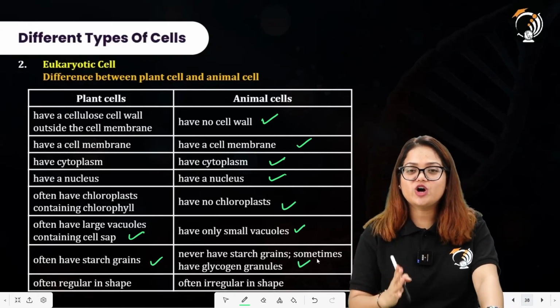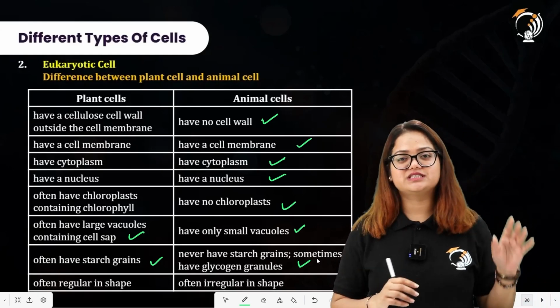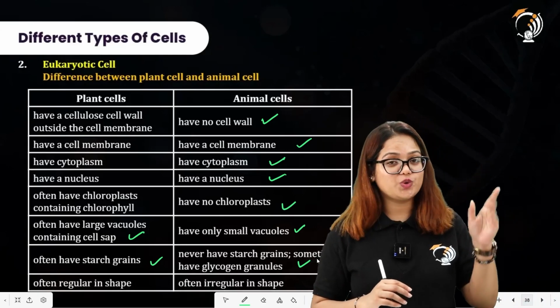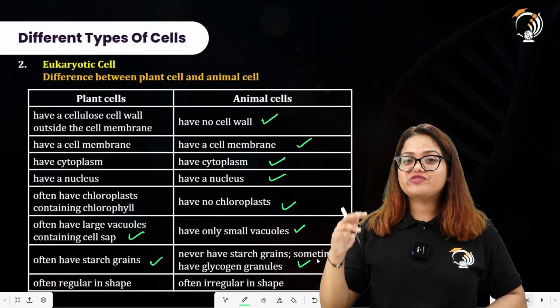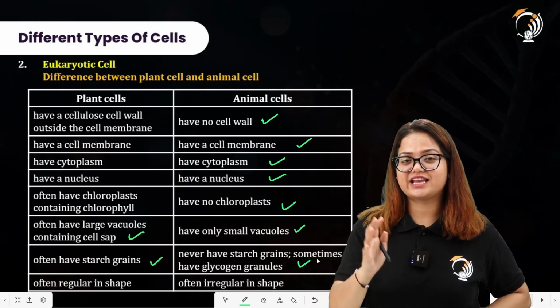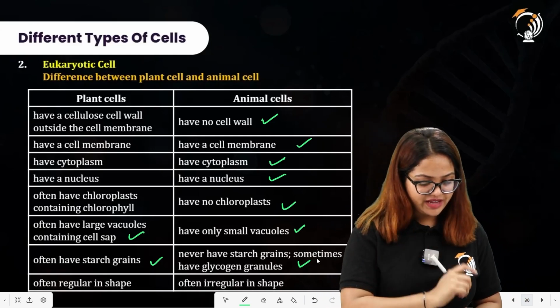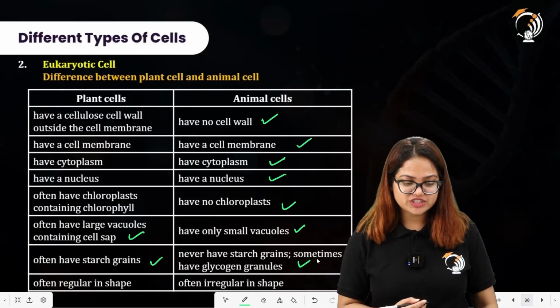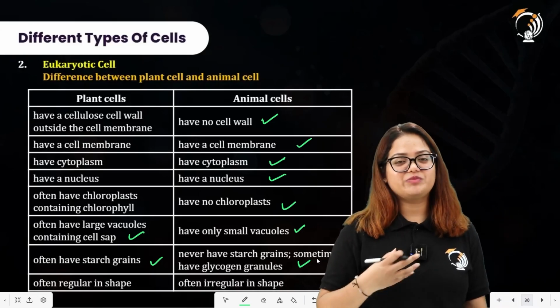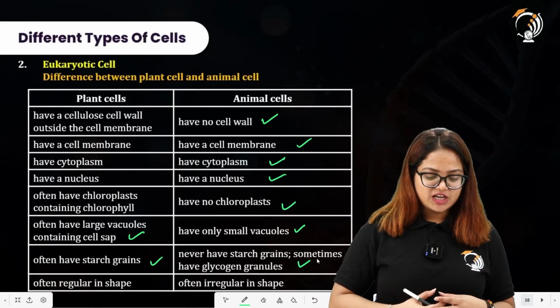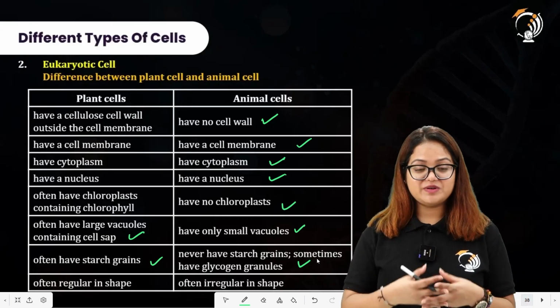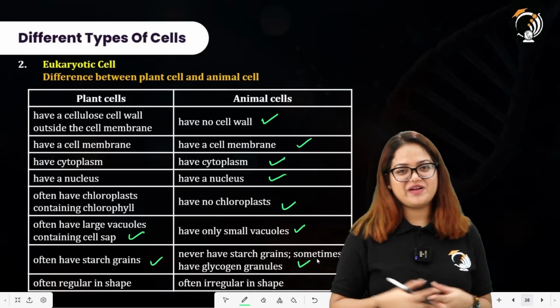The stored form of carbohydrate in plants is starch, that is stored in leaves. The stored form of carbohydrate in animals is glycogen, and it is stored in the liver. Then plant cells are often regular in shape due to the presence of cell wall that provides rigidity to the cell. Animal cells are often irregular in shape because they do not have any cell wall.